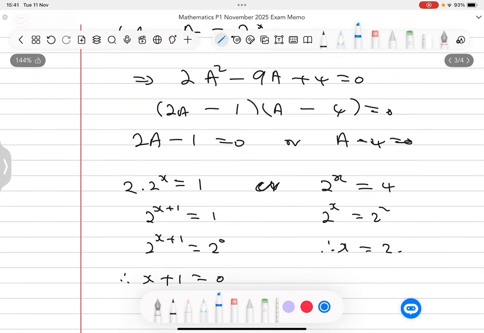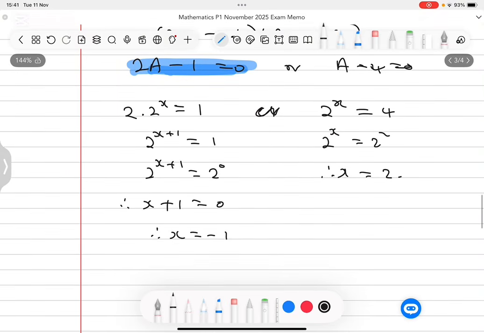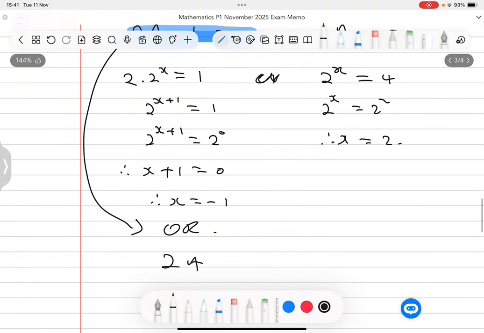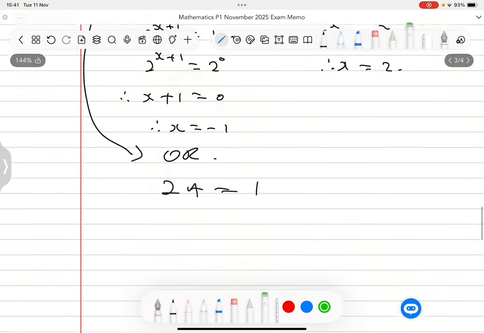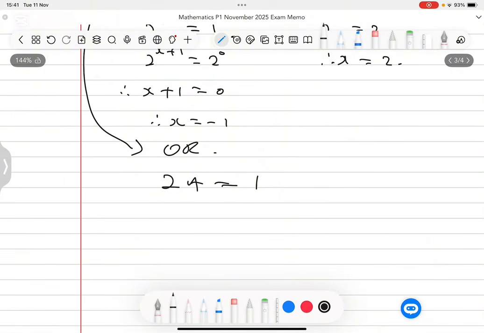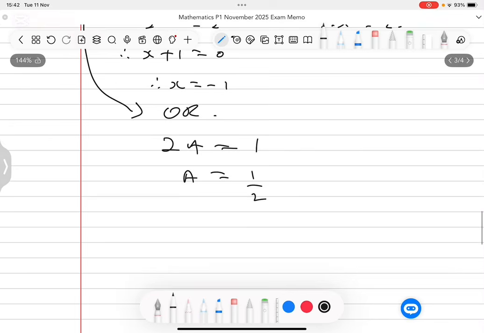There is another way of looking at this. You know, there are many ways of solving these problems. When I'm at this stage, an alternative is that I can say 2a is equal to 1. So I've taken this 1 to this side, it becomes positive 1. And then I divide both sides by 2 so that I have 1 over 2. And then I substitute back my a, which is 2 to the power x, is equal to 1 over 2.